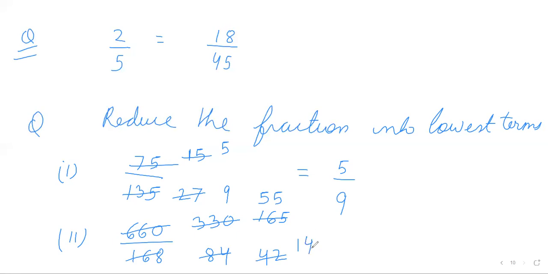Can I cut it further? So I cannot cut it further. See, 55 is 5 into 11 and 14 is 2 into 7. So there is no common factor. So I will leave it here only. Okay, ma'am. So the final answer is 55 upon 14. Ma'am, please wait a minute.